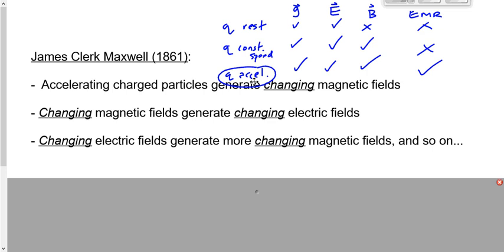Why do we need these changing electric and changing magnetic fields? Let me tell you a little bit about the composition of EMR to help you understand why this changing thing that I have underlined and italicized there is so important.